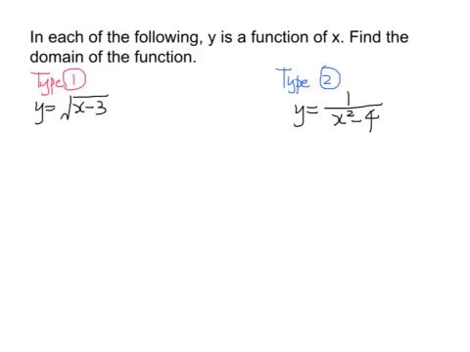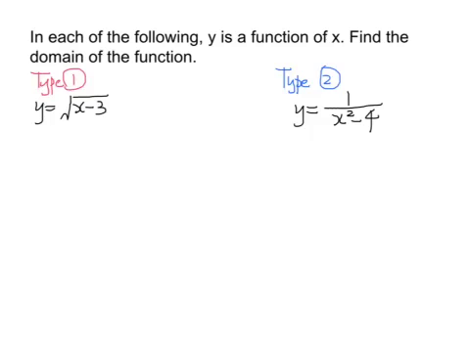Okay, in this video, we're given different types of function. They are functions, but we're going to be asked to find the domain of the function. Domain. Okay, now what exactly is a domain?